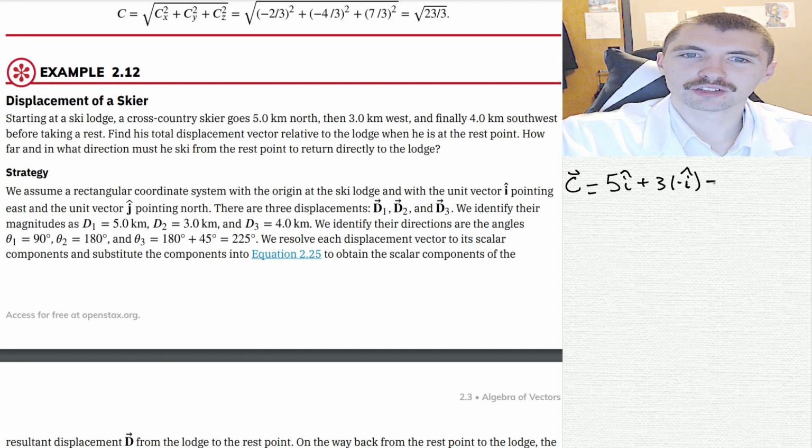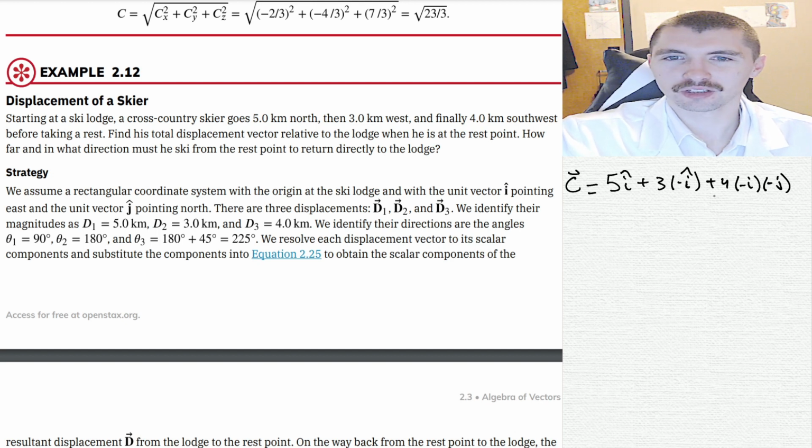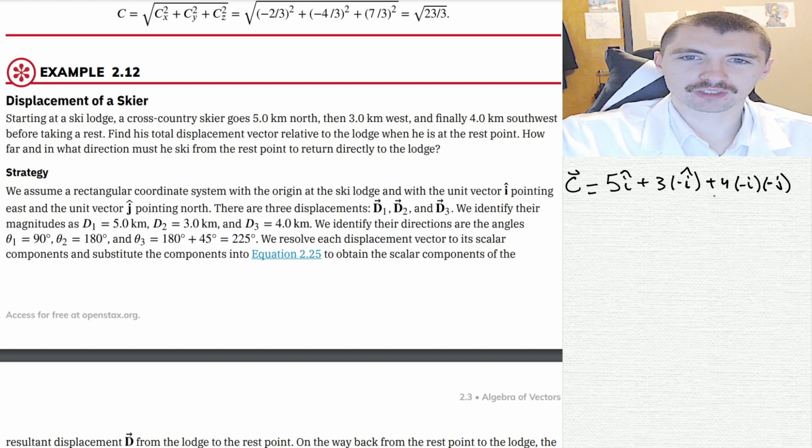And then 4 southwest. So that's negative I, negative J. So this is west-south, but it's southwest. Okay. Find his total displacement vector.